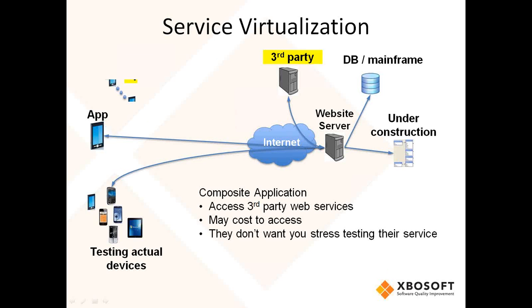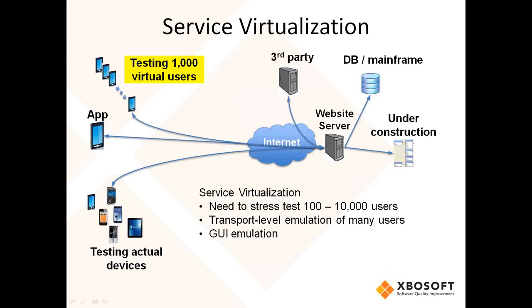What happens for stress testing? Well, you've got to virtualize maybe 1,000 users, maybe 10,000 users. You can do GUI emulation, but not for 10,000 users. You probably want to do a transport level emulation of that many users, and products like Roadrunner and so forth can do that quite nicely.